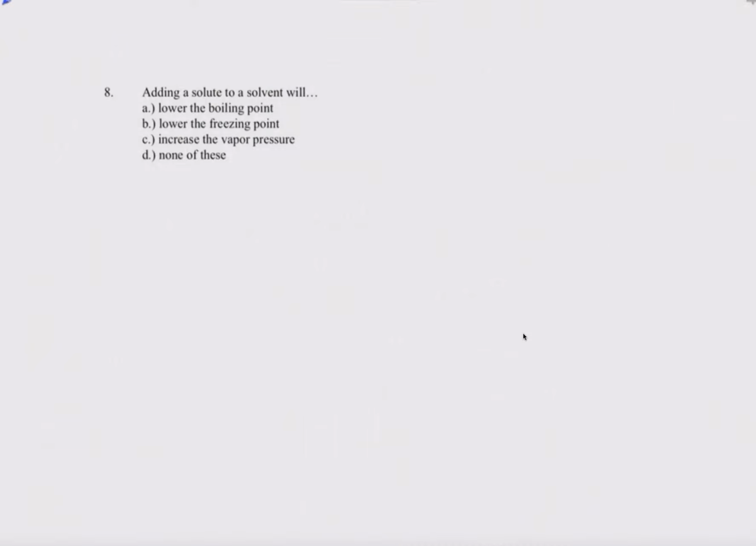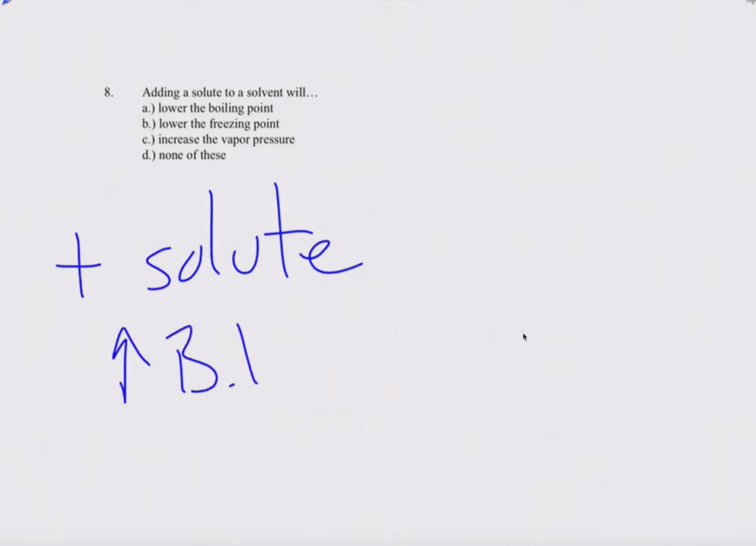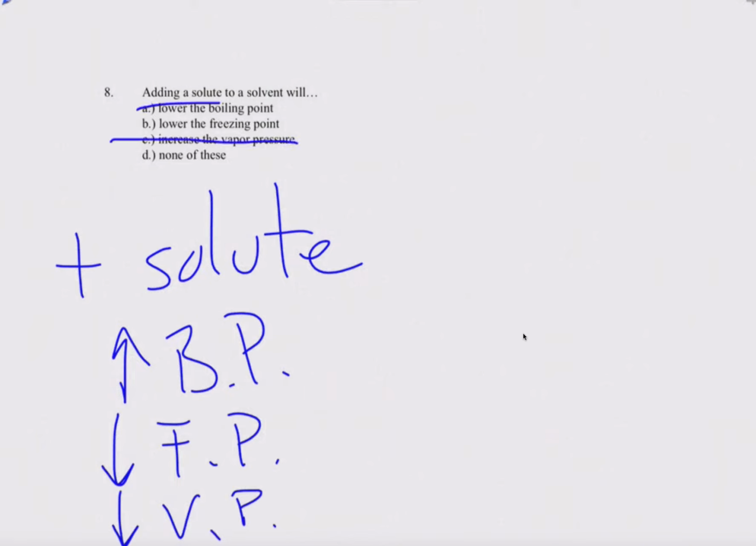Adding a solute to a solvent will do what to its boiling point, freezing point, or vapor pressure? Well, adding solute has the following effects. It increases the boiling point, it decreases the freezing point, and it decreases the vapor pressure. Okay, so these are not correct. Adding a solute will lower the freezing point of a solvent, therefore a solution.